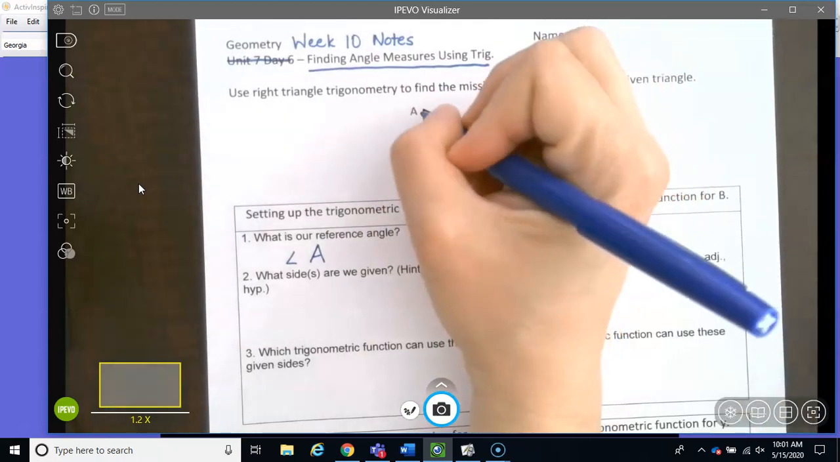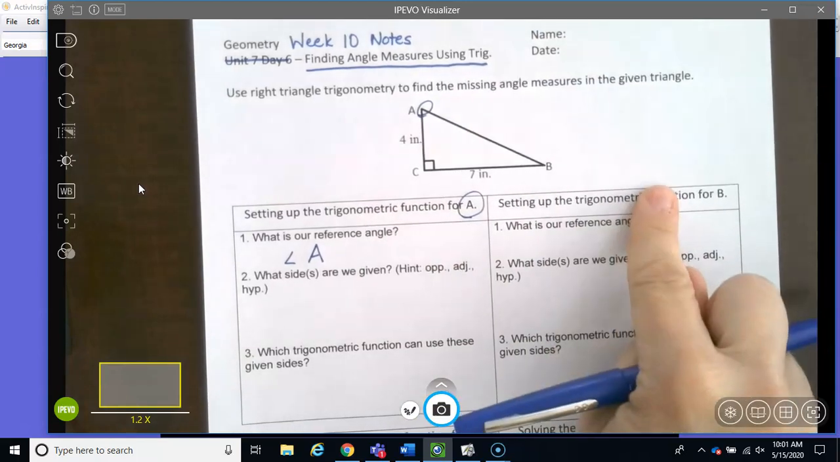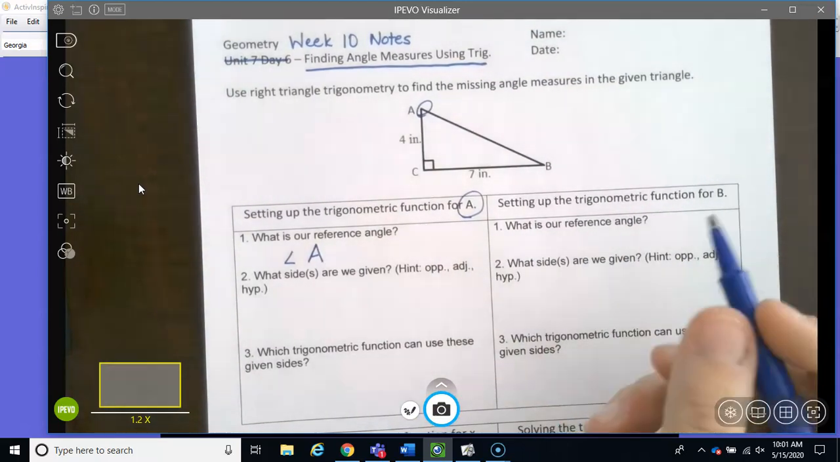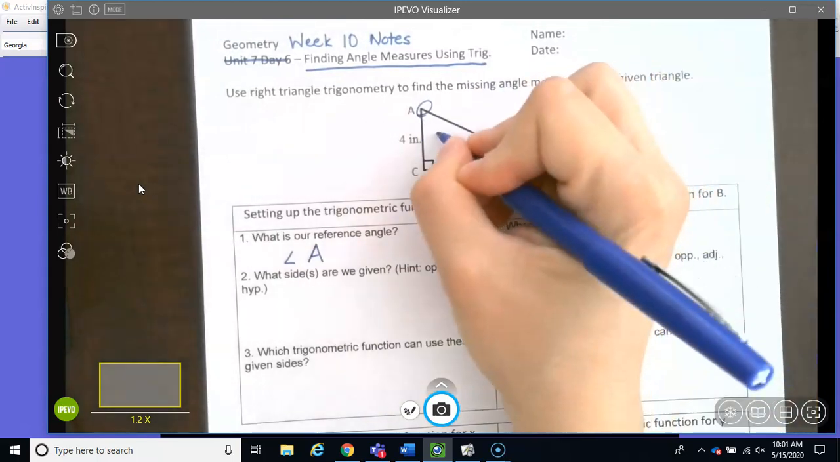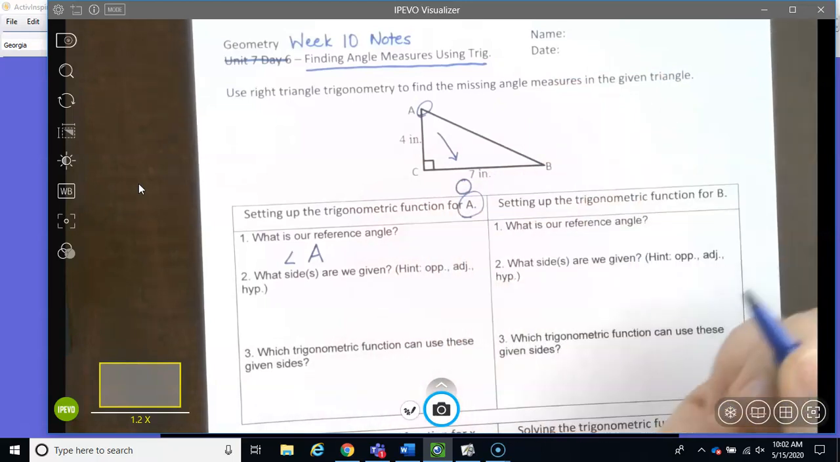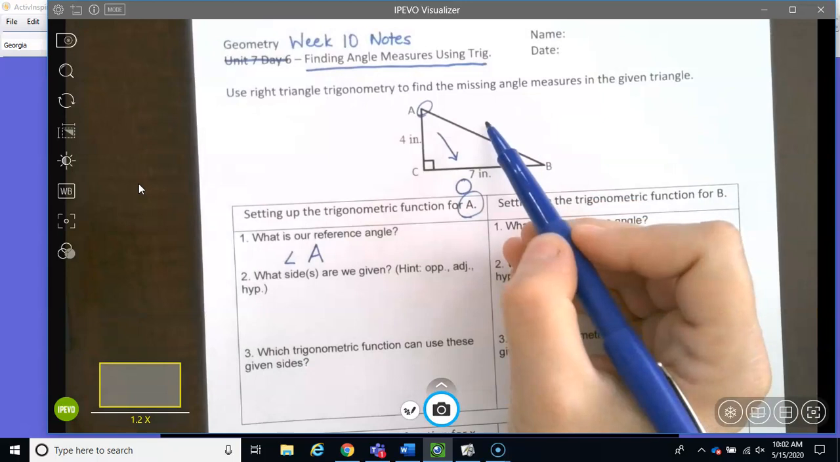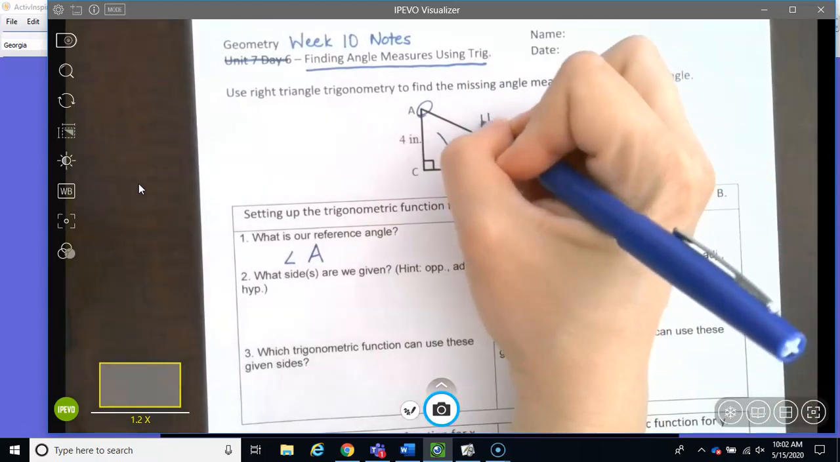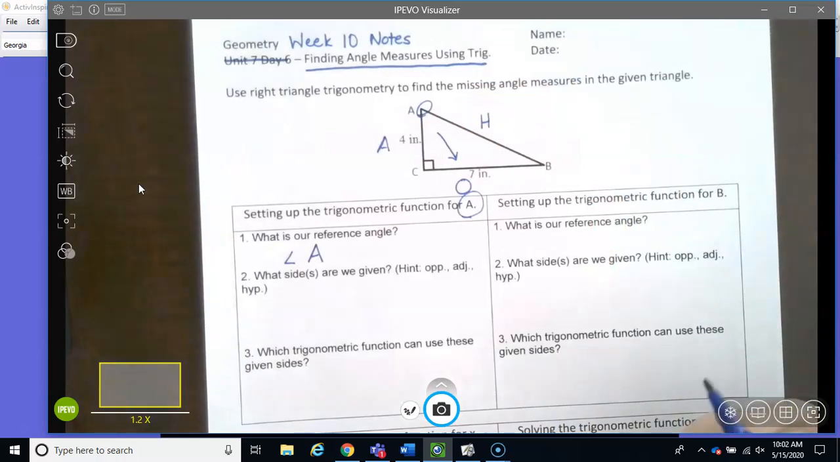So I'm going to use blue for my pen for working on the left side, and I'll use a different color for working to find angle B. So if A is our reference angle, then this side that we know here, the 7-inch side, that would be our opposite side because it's opposite from angle A. And then hypotenuse side is always over here. And then that leaves this other side that we know as our adjacent side.